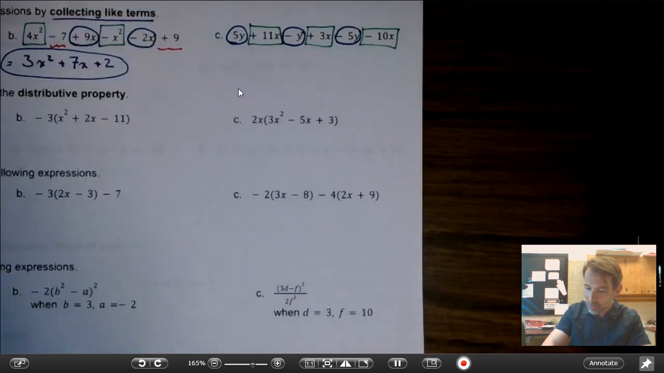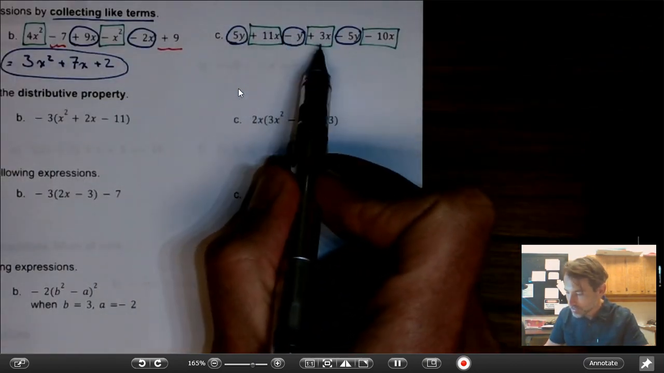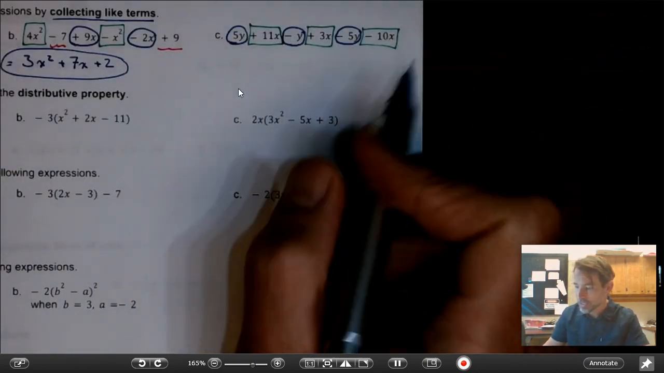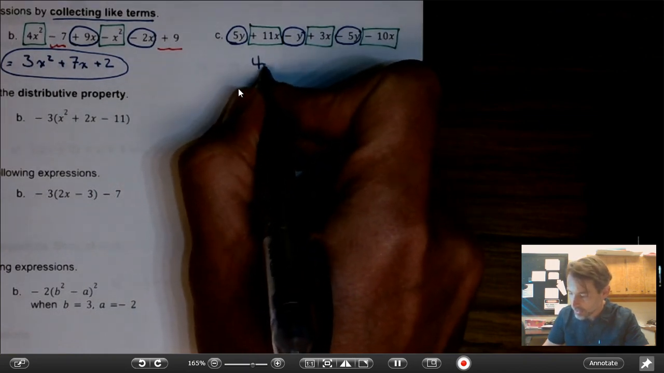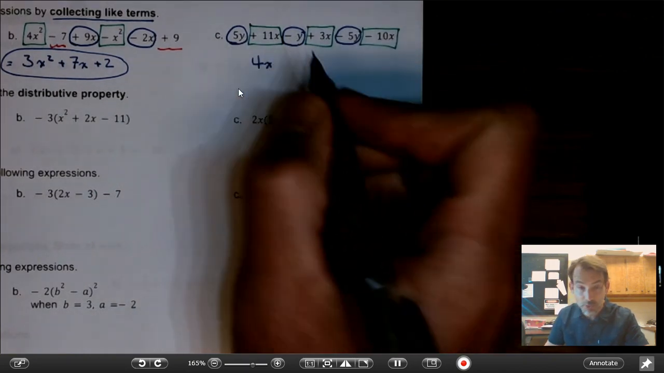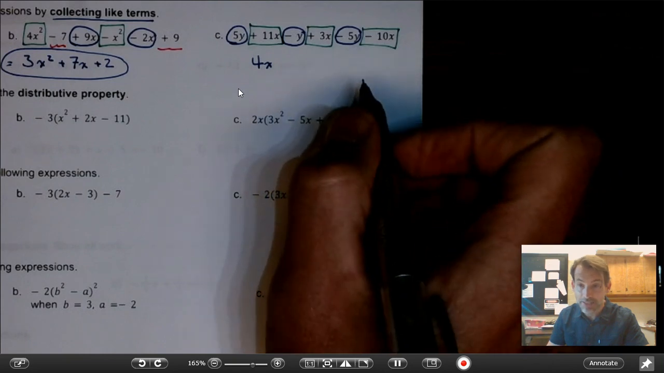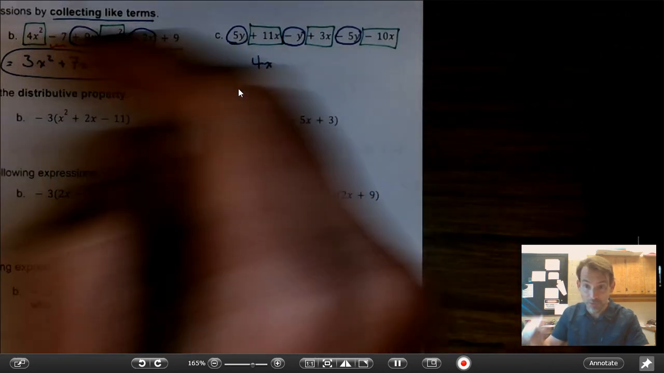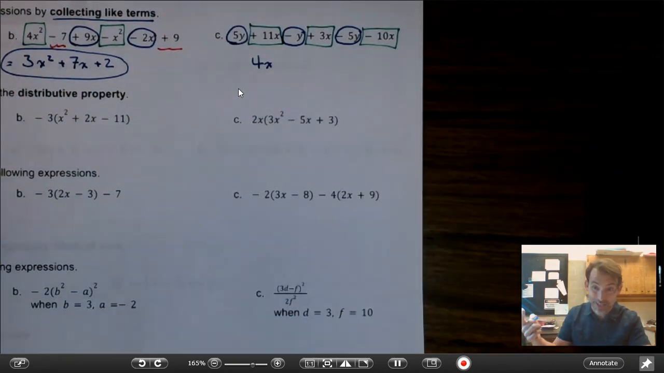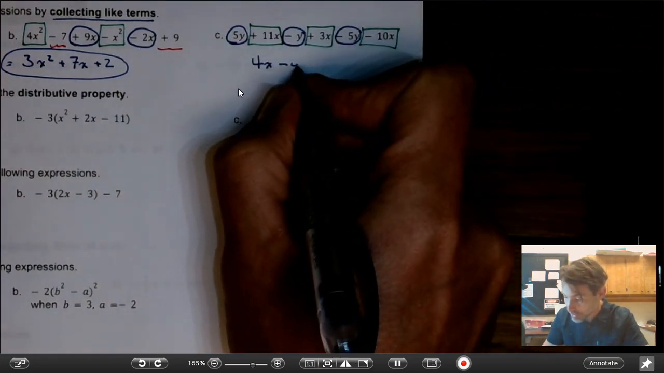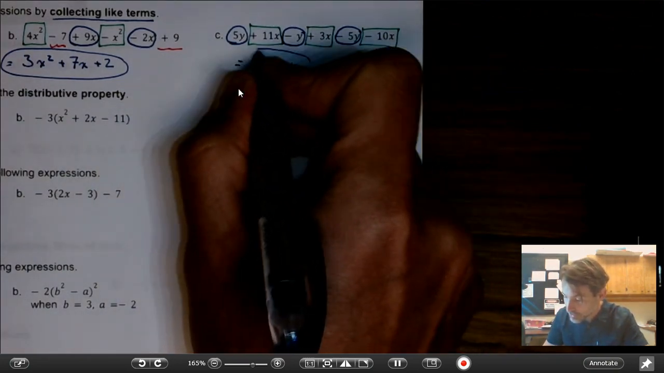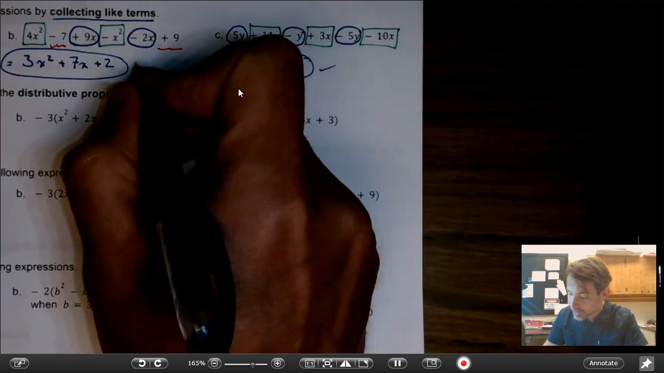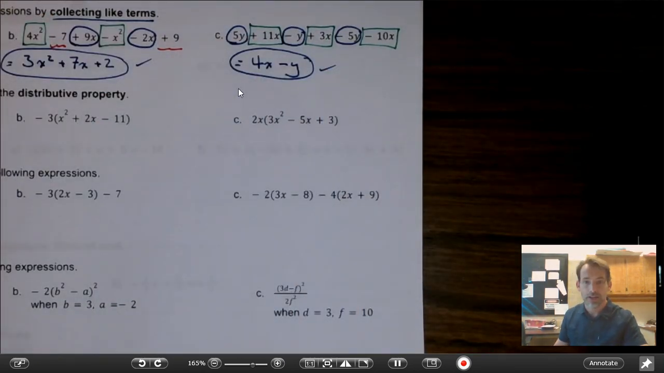And then put together all the boxes. So 11x plus 3x is 14x, minus 10x is 4x. 5y minus y is 4y, minus another 5y. If you have 4y and you take away 5y, you'll end up with negative y. So this is 4x minus y. And that's what it's equal to, and that's fully simplified. Done, done, done. All right.